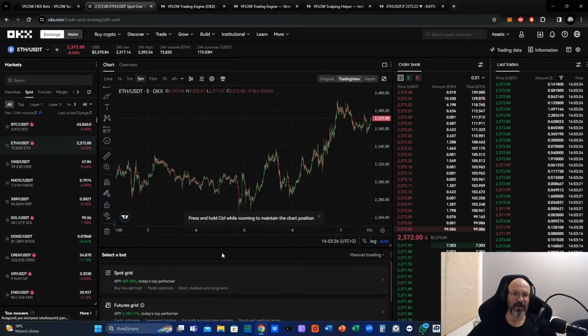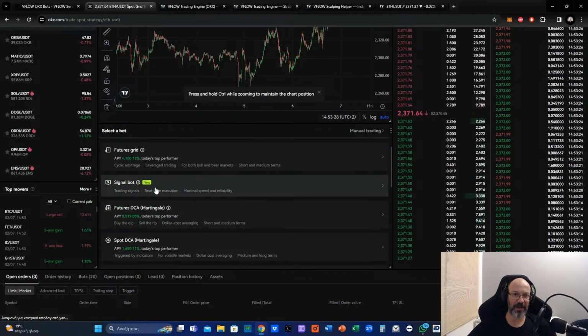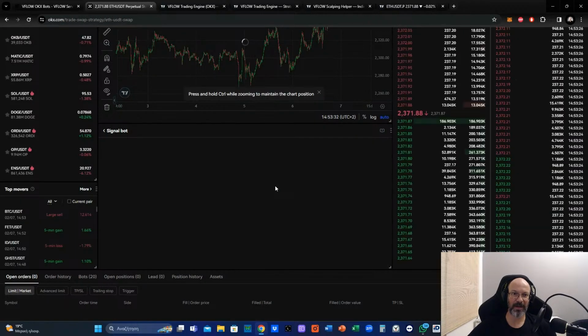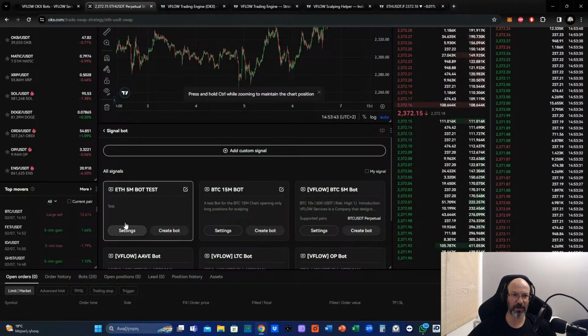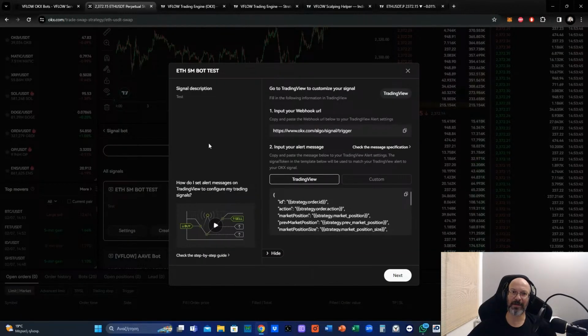So let's move on and say that you can go here to the signal bot. You can click on it here, select the bot, and starting from here, you can add the custom signal. And once you add your custom signals, here you can see I set up a lot of bots. Let's do the testing here, the settings for a firm 5-minute bot test. I'm just going to show you what it means to set up a bot.